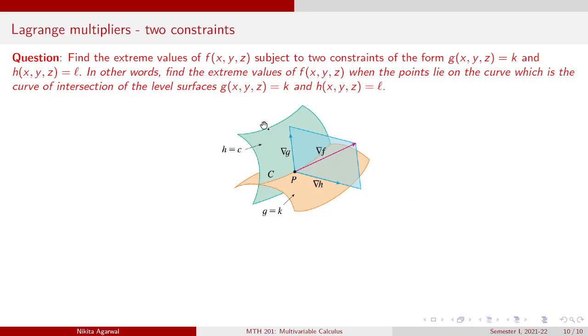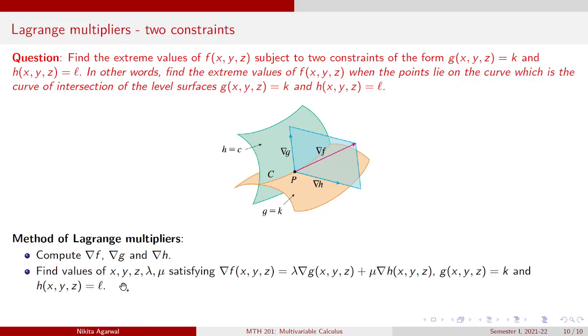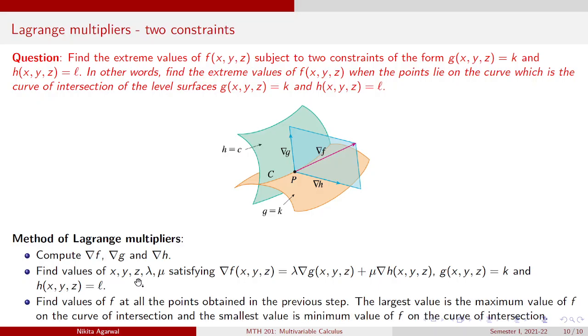This green surface is h equal to l, it's written h equal to c, but it is h equal to l, and this orange surface is g equal to k. They meet on this curve C. What is the method? You compute the gradient of f, gradient of g and gradient of h. You find values of x, y, z, lambda and mu which satisfy gradient of f equal to lambda gradient of g plus mu gradient of h, g equal to k and h equal to l, and then you compare the values like this. Now why is this working out?